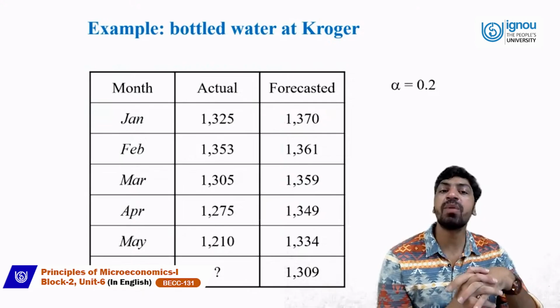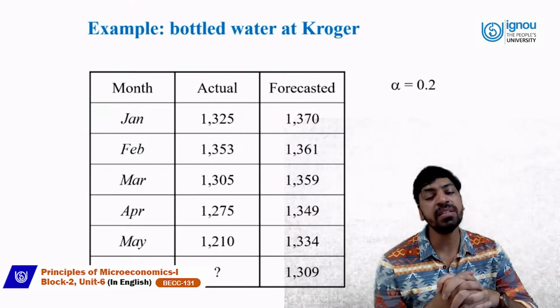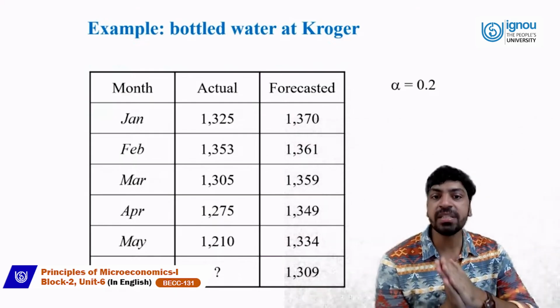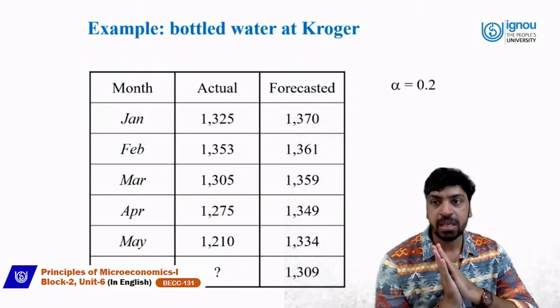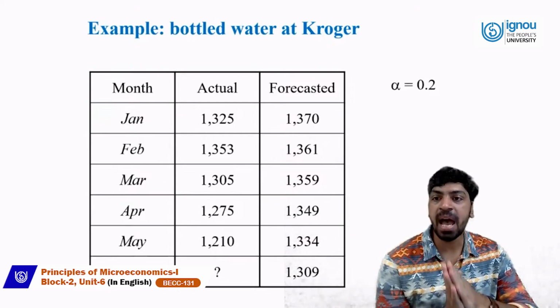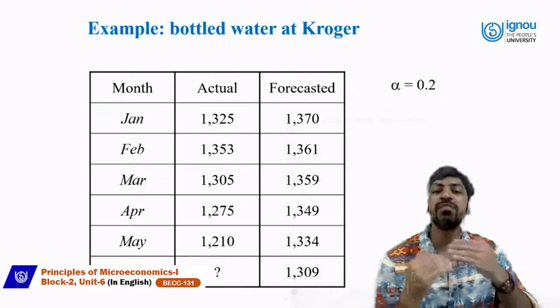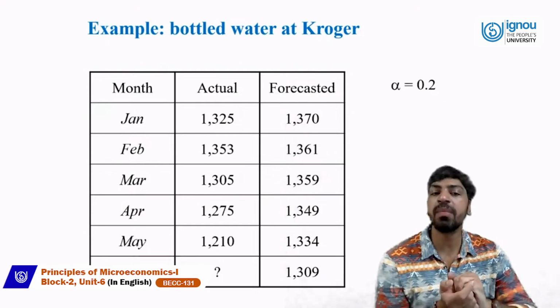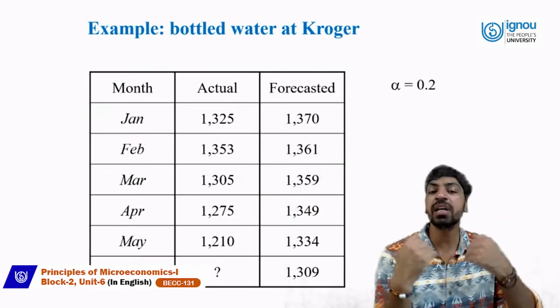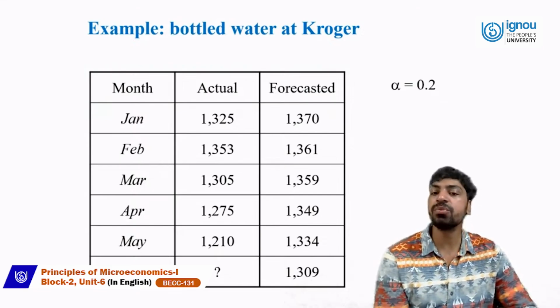So the actual value is 1353, minus the forecasted value, 1361. What is the difference? The difference is 8. Just multiply it by 0.2, and you will get the value 2. Then deduct the 2 from the forecasted value of the February month, and you will get the forecasted value of the March month. That is 1361 minus 2, and you will get 1359.